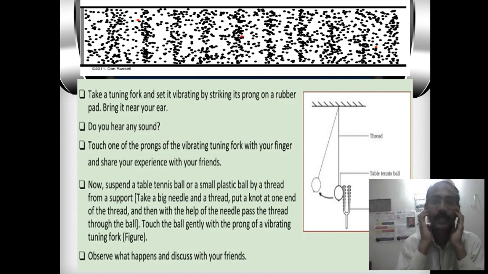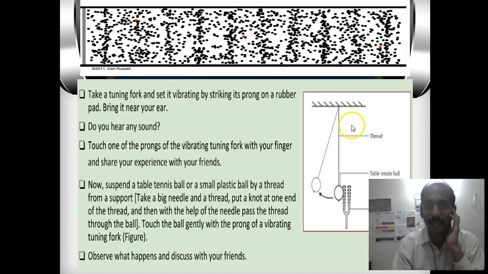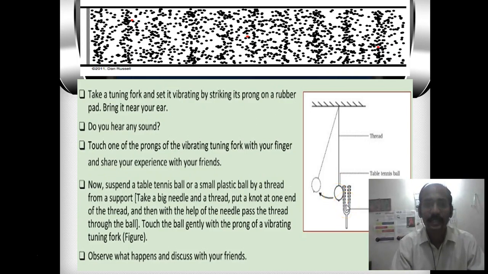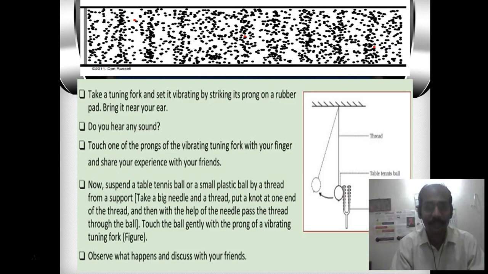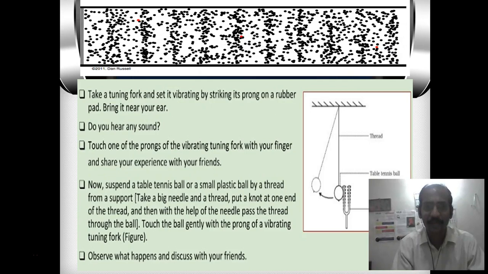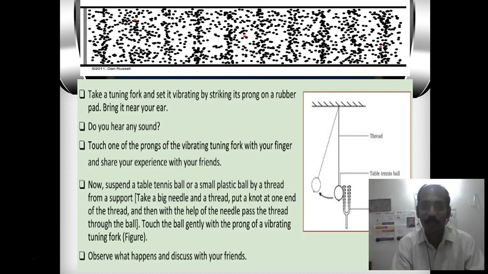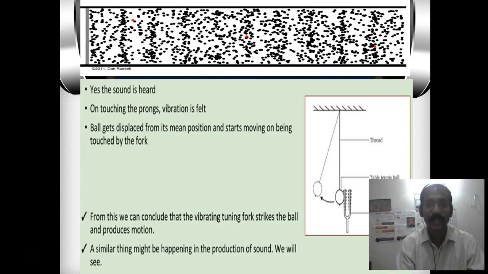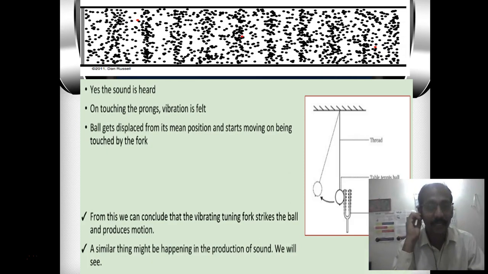That is an audible phenomenon. Now we can see in our lab, take a tuning fork and a set of thread, and hang a metal ball. Once you vibrate the tuning fork with the help of a pad, we can listen to a small vibration. Once you touch the prong of the tuning fork, we can feel the vibration. The same tuning fork is placed near a tennis ball which is hanging in this picture. Now we observe the tennis ball oscillating to and fro. Clear? From this, we can conclude that the vibrating tuning fork strikes the ball and produces motion. A similar thing might happen in the production of sound, as we will see.